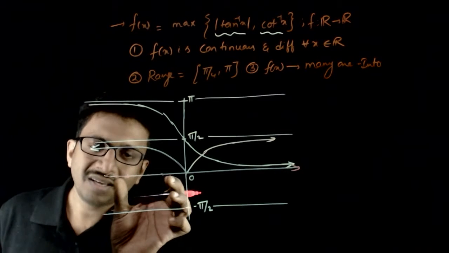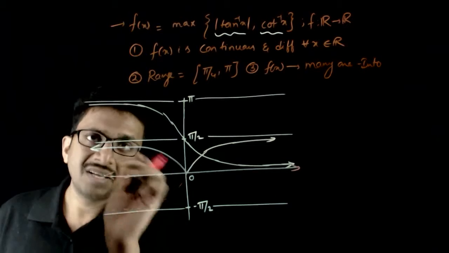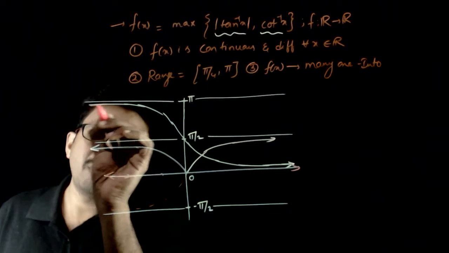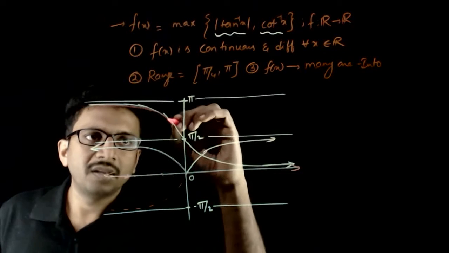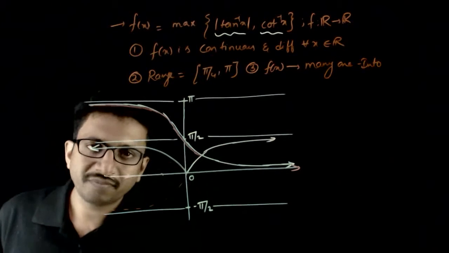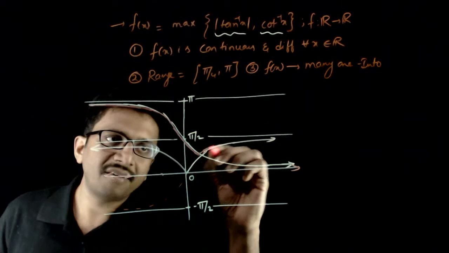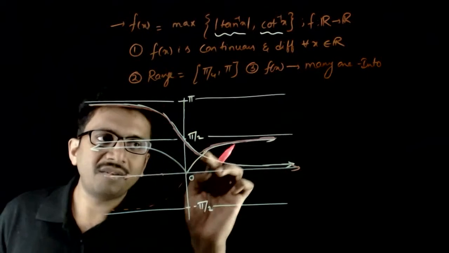So as you can see, initially in the negative interval of x, cot inverse x is above mod tan inverse x. So this will be my function. I am just darkening the required function. This will be valid till this point, and after this the graph moves up. So this will be the required function.